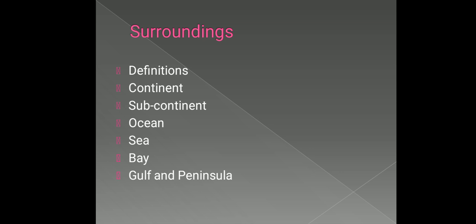Now, last is peninsula. A peninsula is a big land that is surrounded by water from three sides. That is known as a peninsula. Now, India is a peninsula. How? Because it is surrounded by water from three sides. In the east, there is the Bay of Bengal. In the west, there is the Arabian Sea. And in the south, it is the Indian Ocean. So I think now you have understood what I mean.